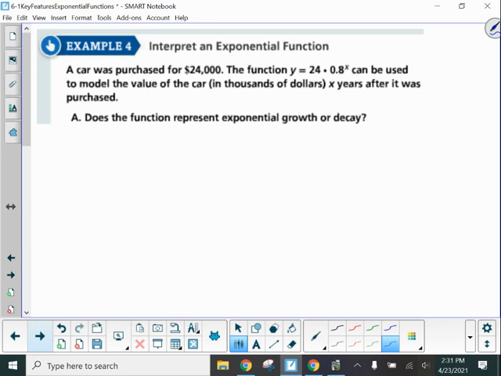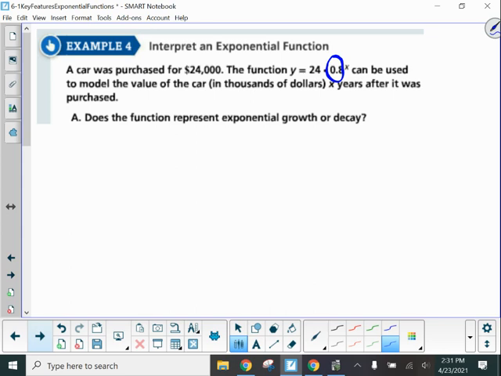So this brings us to example 4. We have a car that was purchased for $24,000. Our function, y equals 24 times 0.8 to the x, can be used to model the value of the car in thousands x years after it was purchased. First we want to know, does this function represent growth or decay? If we look at the growth or decay factor, that's 0.8. So it's always going to be worth 0.8 of what it was the year before.